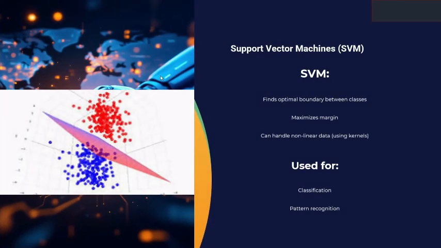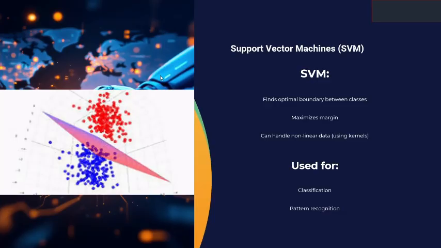Now let's proceed and look at support vector machines, that is SVM, and what it is. When you use this algorithm, your main focus is to find the optimal boundary between the classes. Between the classes you draw that line, and the distance between the line of separation and the other class is what you call the margin.